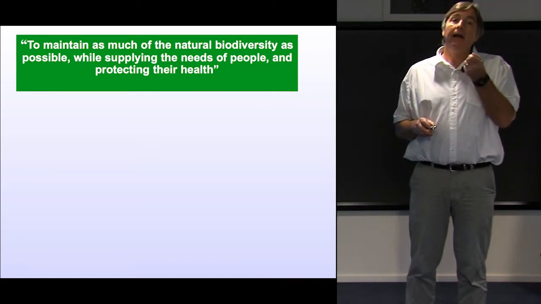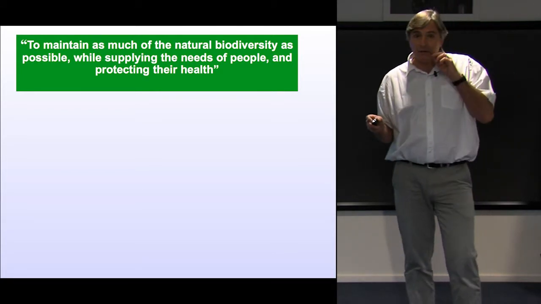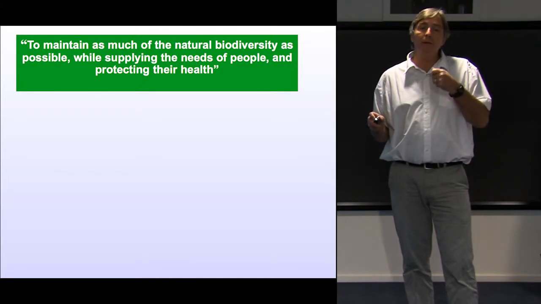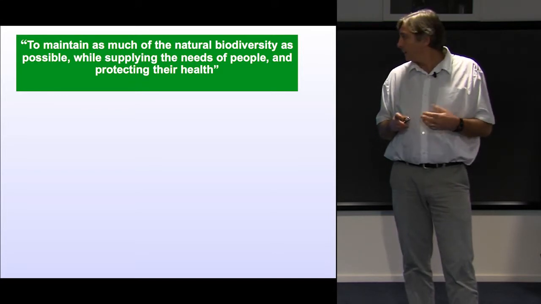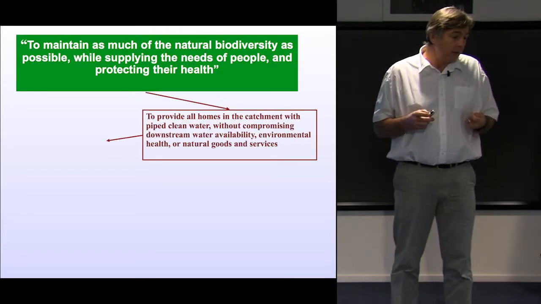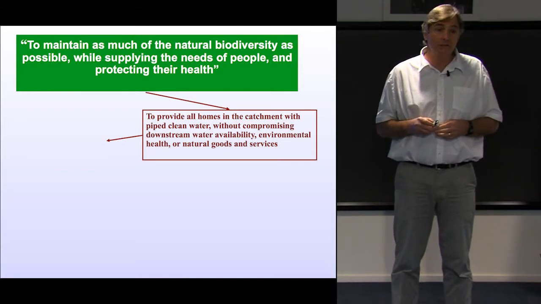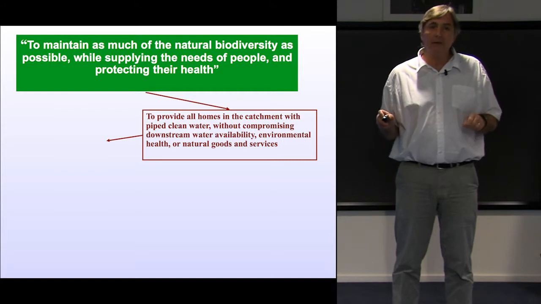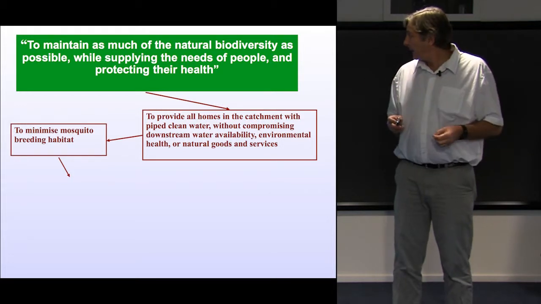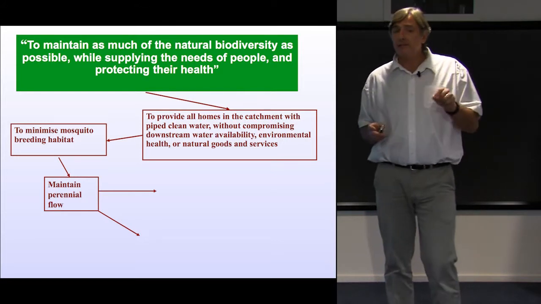Now that can't be measured directly. So what you need to do is to break down that visionary statement into more and more detailed objectives until you've got something that can be monitored, measured and audited. So you might start off with, say, providing homes in the catchment with piped clean water without compromising downstream water availability, environmental health or natural goods and services. Getting more specific but still not really directly measurable: to minimise mosquito breeding habitat in terms of the health protection objective. To maintain perennial flow. Now that is something that can be monitored.